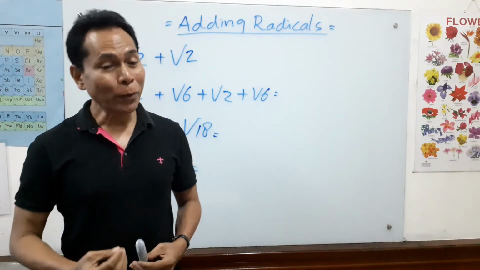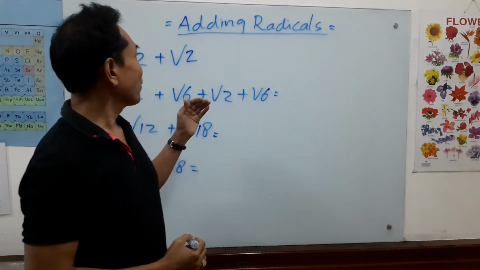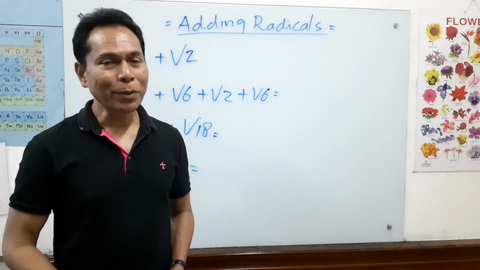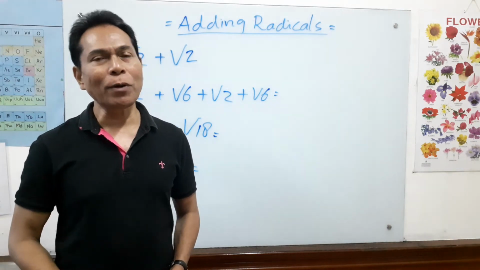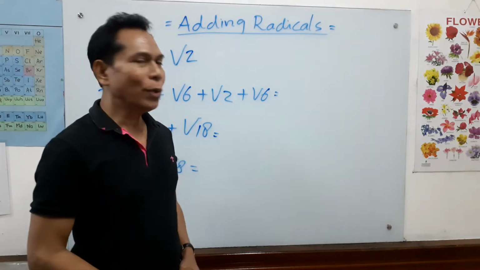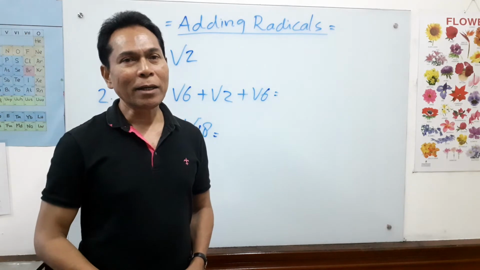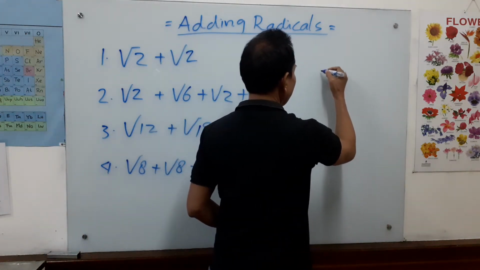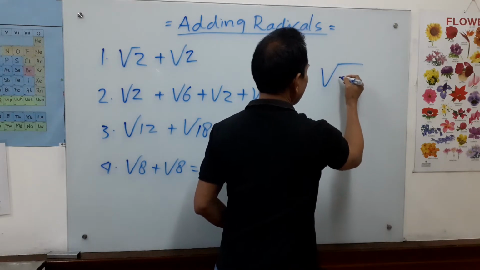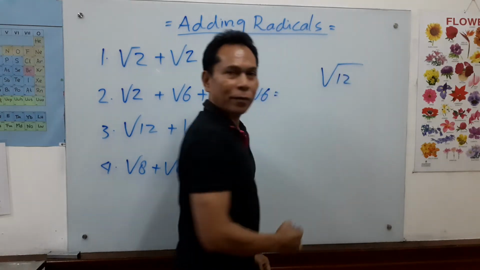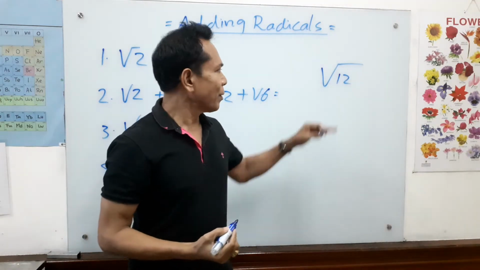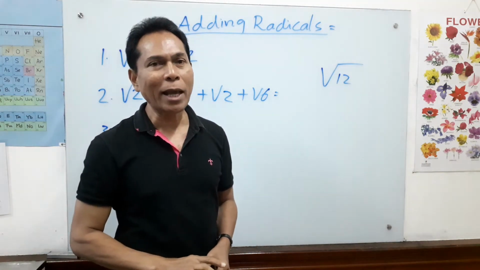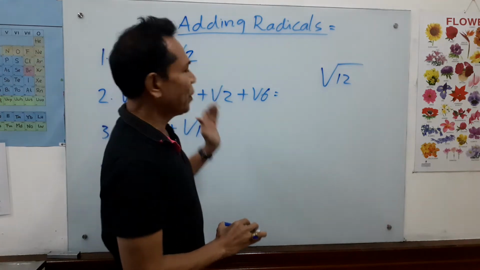Today we are going to talk about how we add radicals. Remember my video on the 5th of November, I showed you how to simplify square roots. Okay, so I give you an example here: square root 12. This simplification of square roots is very important and helpful when we work out things like this.